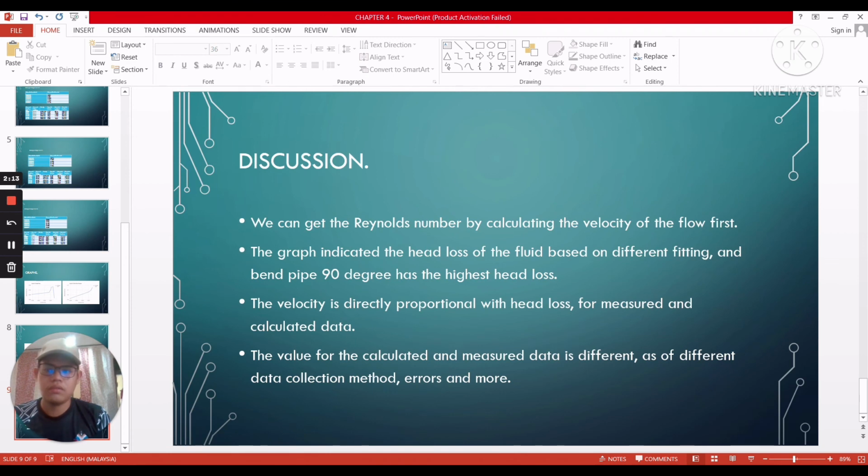So for discussion, we can get the number by calculating the velocity of the flow first. The graph indicated the head loss of the fluid based on different fittings, and bend pipe 90 degree has the highest head loss. The velocity is directly proportional to head loss for measured and calculated data. The values of the calculated and measured data are different, which we can see in the table, and pretty large, but we can see the pattern of the data is the same between the measured and calculated data, which is the head loss increases with the increasing velocity.